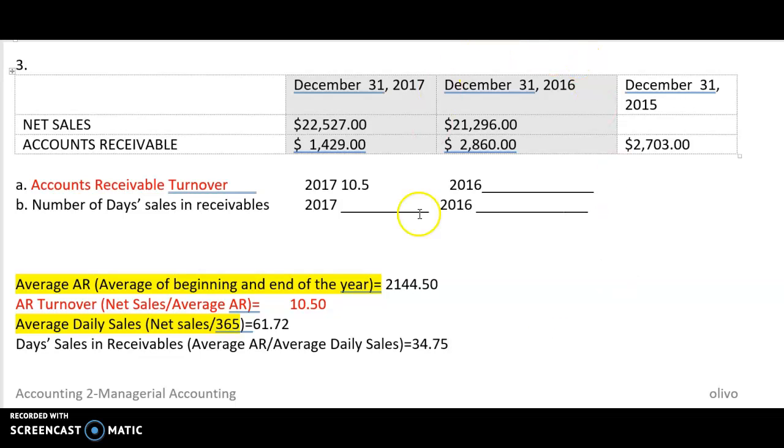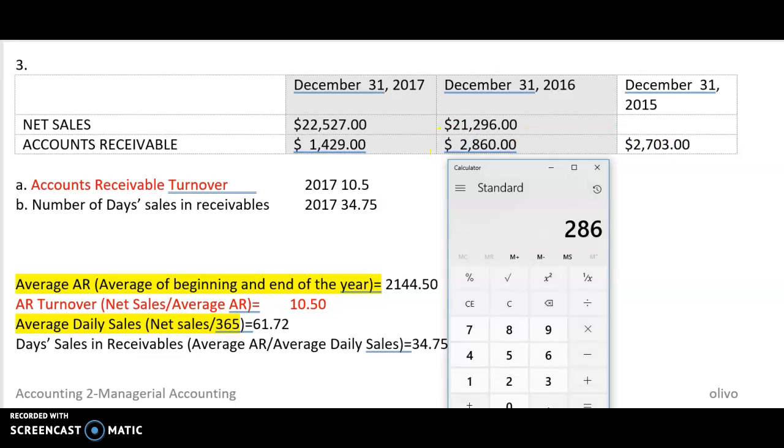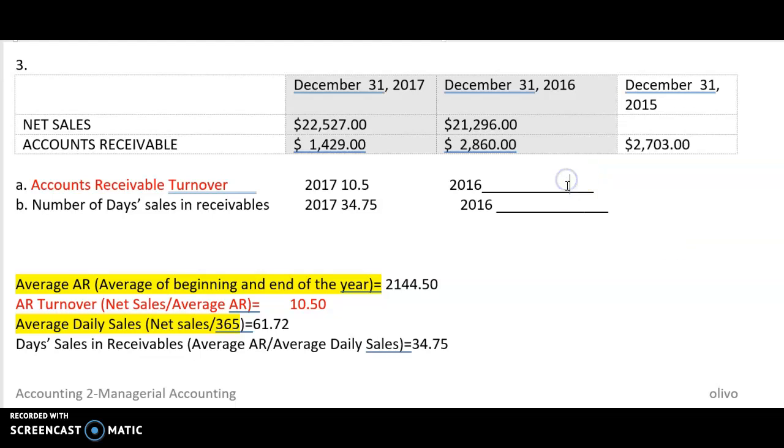We're going to do the same thing on the right side, but we would need to start over. So in this case, now the answer to that was 34.75. I'm going to do the same thing over here. I'm just going to go over a little bit more on these. So if this was the case, my average AR in this one is going to be the average of both of these. So 2860 plus 2703 divided by 2, 2781.50.